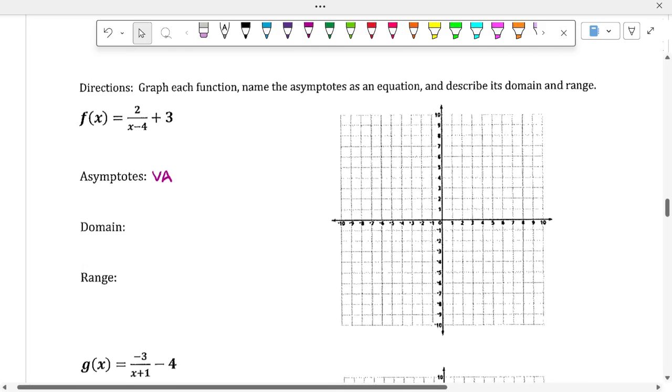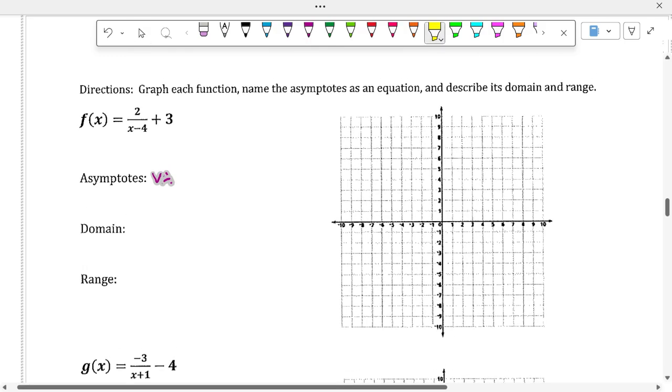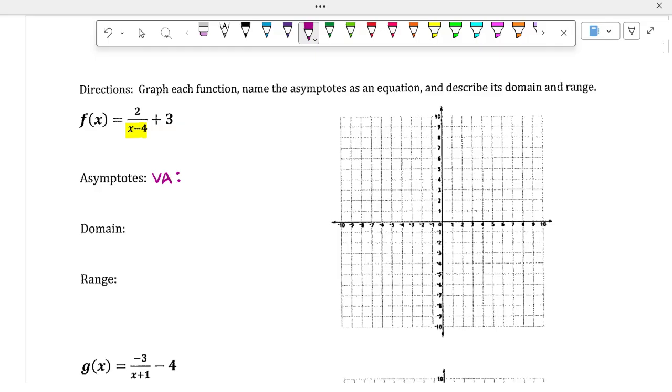Remember, vertical asymptote, you would take the denominator, that's your x value that you have to exclude. You would take your denominator and do what? What have we been doing to get the excluded value for x? We take the denominator and do what? Set equal to 0 and solve for x. So x cannot equal what? 4. So your vertical asymptote is at x equals 4. So if I draw it, it's right here.